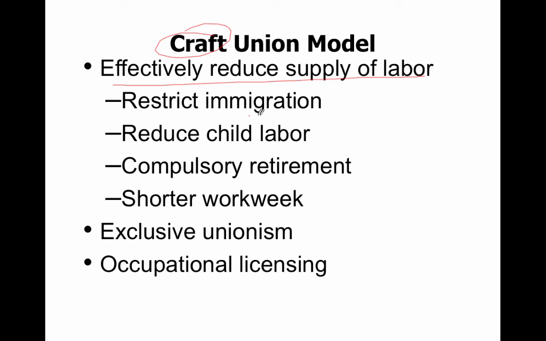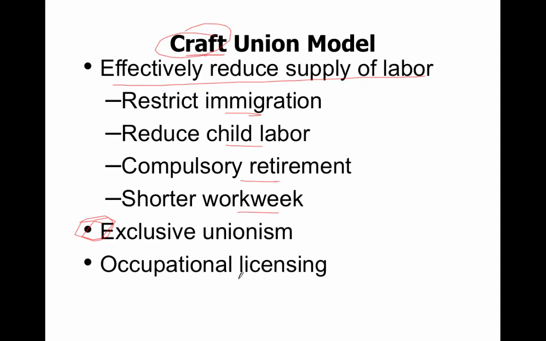They do that by restricting immigration, by reducing child labor. That was really important back when this all began. Throwing in compulsory retirement, so even if you're willing to work when you're 70, you get booted out. And then obviously doing the shorter work week. It's sometimes also called exclusive unionism. That's another word for craft union. I'll always call it a craft union though.